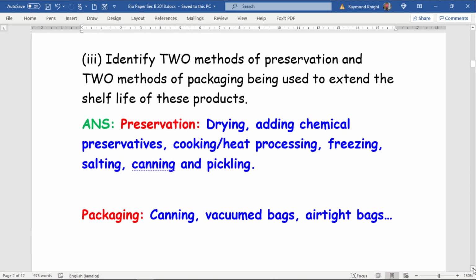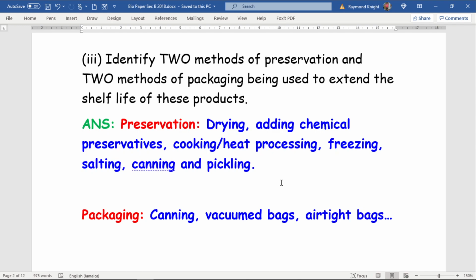Here it says identify 2 methods of preservation and 2 methods of packaging being used to extend the shelf life of these products. In terms of preservation, the requirement is for 2, but again, I like to give you extra. So when you're going through the exam, or if you see similar questions again, you have enough information to answer in different ways. For preservation, you could use the drying method, taking out the moisture to reduce spoilage, or add chemical preservatives.